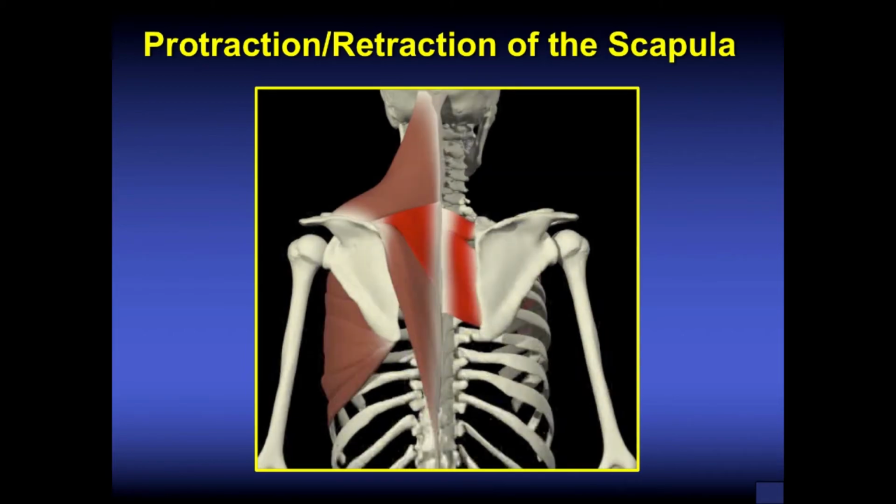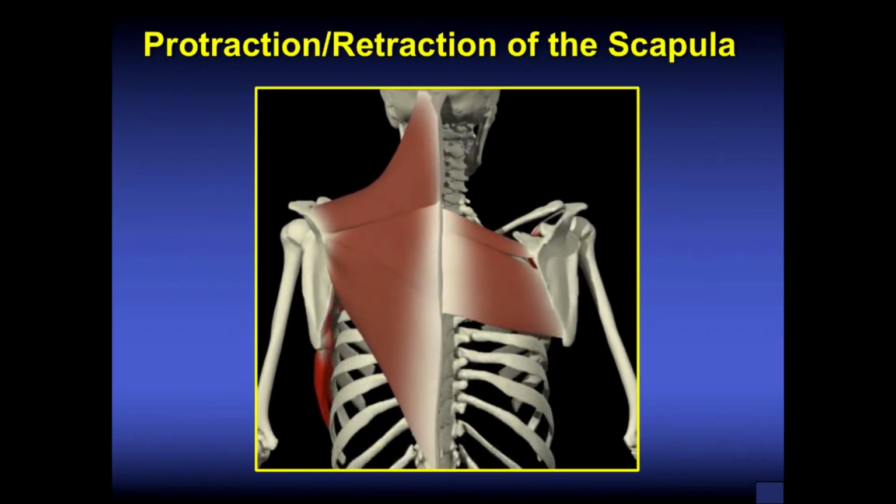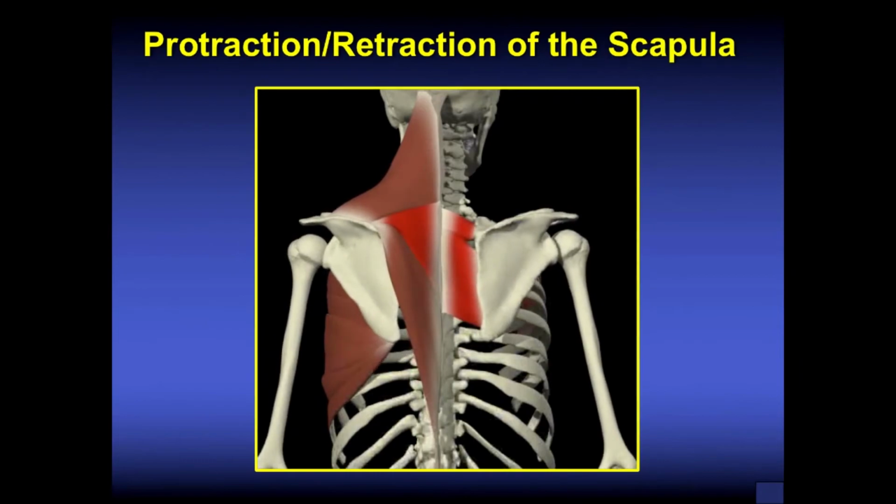So when you have somebody abduct their arms, sometimes you may think that glenohumeral movement is normal, but a lot of it may be at the scapulothoracic articulation. So a lot of different muscles here, rhomboid, serratus, latissimus, causing the movement of the scapula.